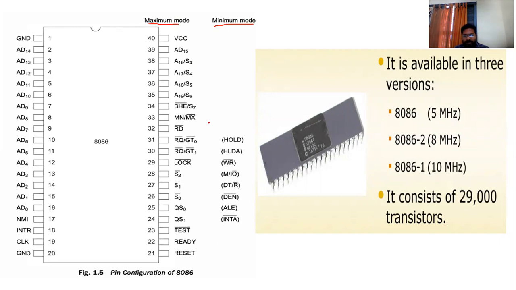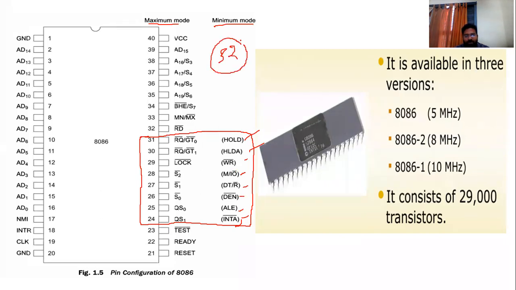Most of the pins are common. Out of these, 1 2 3 4 5 6 7 8, so pins 31 to 24, only these 8 pins are different from maximum mode to minimum mode. The remaining 32 pins are common for both the minimum and the maximum mode. Only these 8 pins are different from the maximum to the minimum.